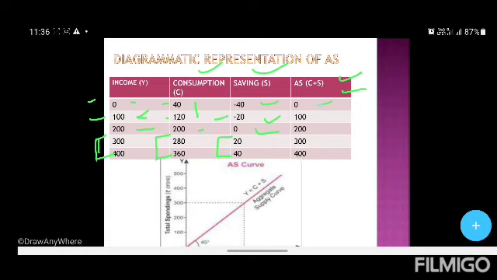have 0, then 100, 200, 300 and 400. So we can see that as the income is behaving, the same way aggregate supply is behaving. Therefore, we can say income is equal to aggregate supply. So it is shown by a positive sloping supply curve, and it is starting from the origin. This 45-degree line, or the reference line, we can say it is the aggregate supply curve or the income curve.